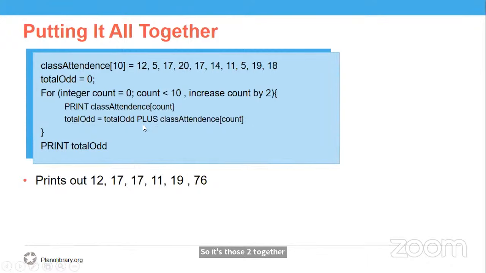And it just keeps going until it's run all the way through. After 5 loops, count will be 10, which is not less than 10. So it ends, and then it prints the total at the very end. So we have the odd classes. We have class 0, 2, 4, 6, and 8. So 0, 2, 4, 6, and 8. And then the total of that is 76.